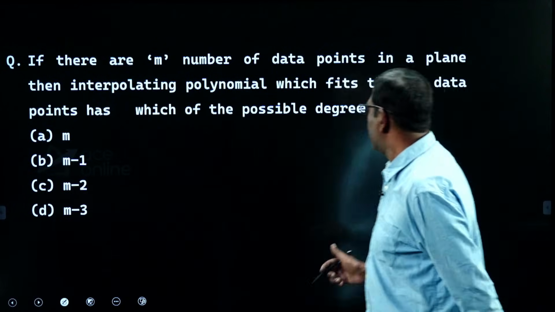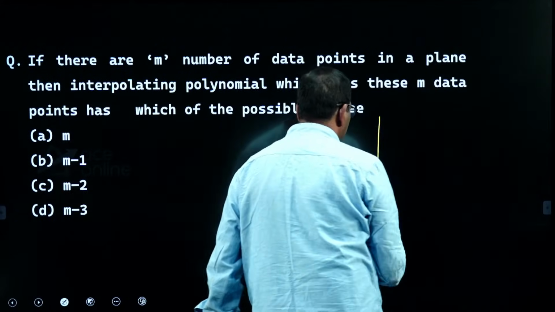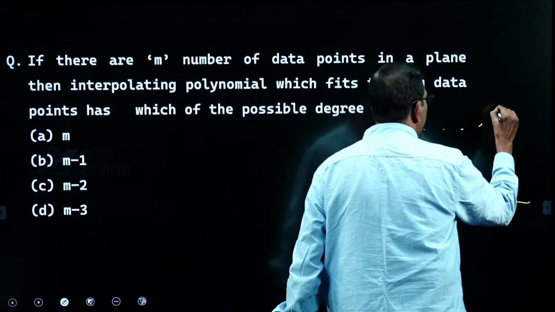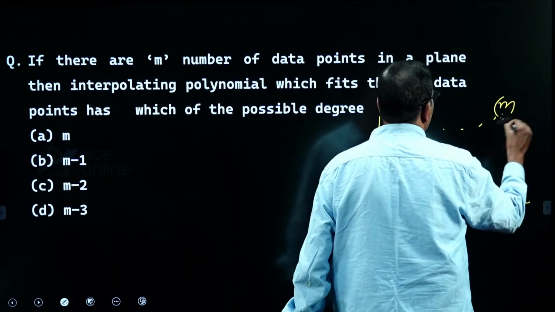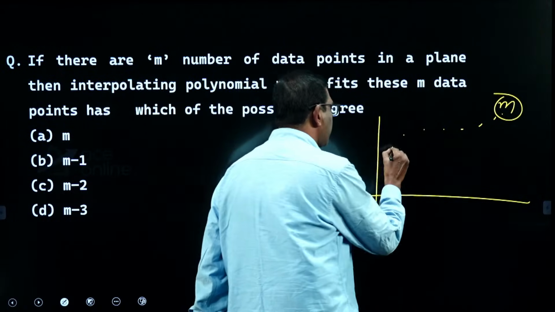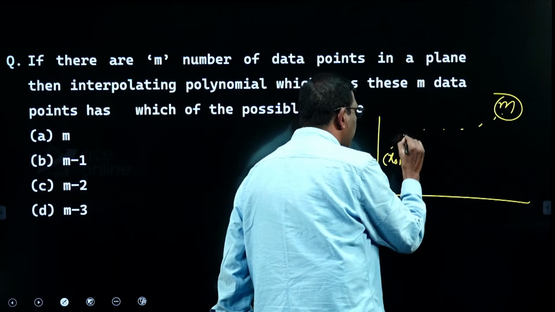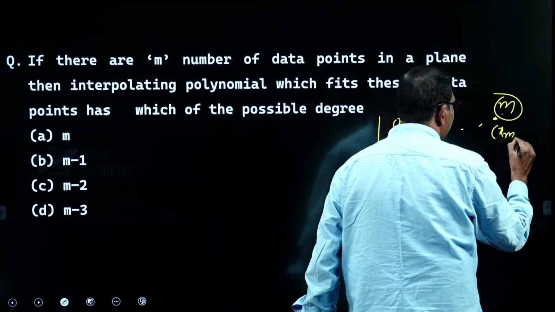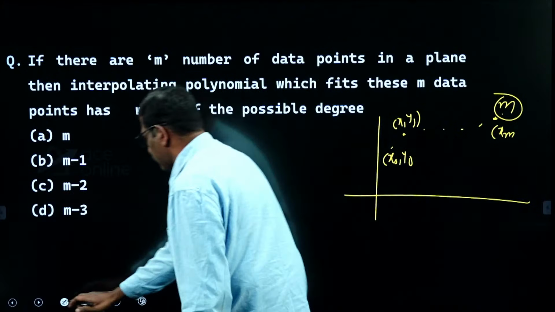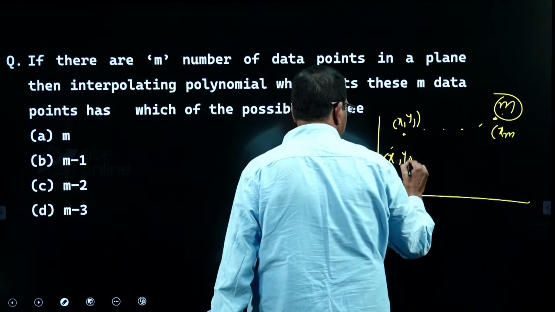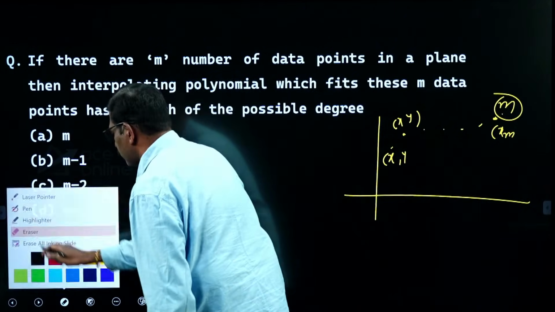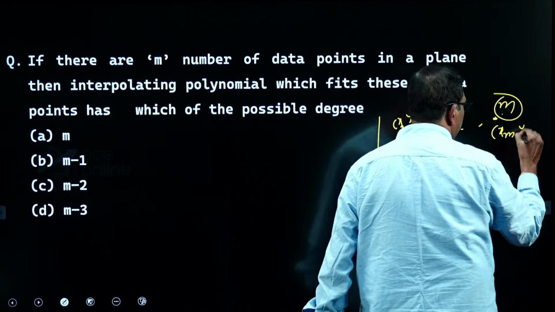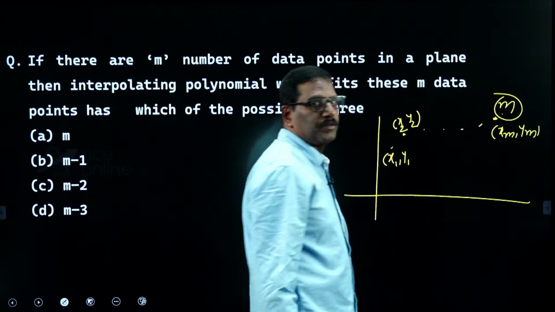Very clear. See, already you know, suppose there are n data points in a plane. Here m data points are given in place of n. What does m data points mean? x0, y0, x1, y1, like that. Start with x0, y0, better. M data points: first one is x1, y1, second one is x2, y2, next xm, ym. Like that, there are m number of data points.